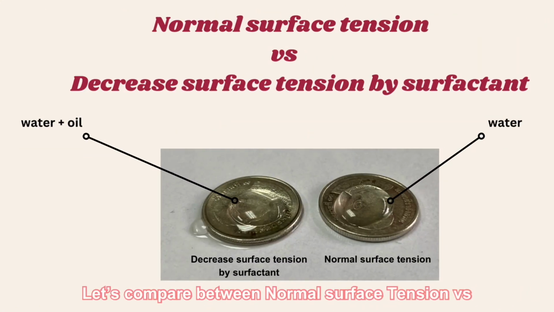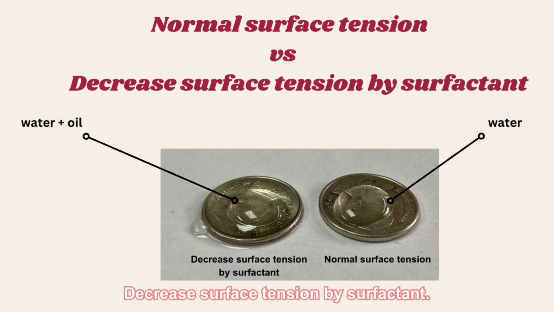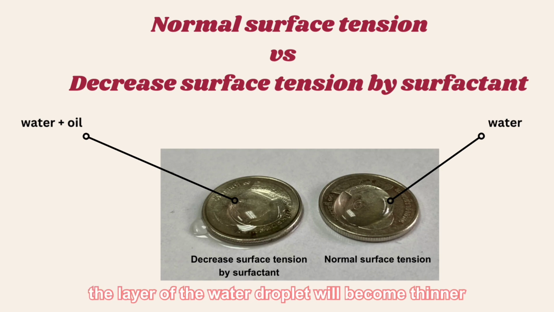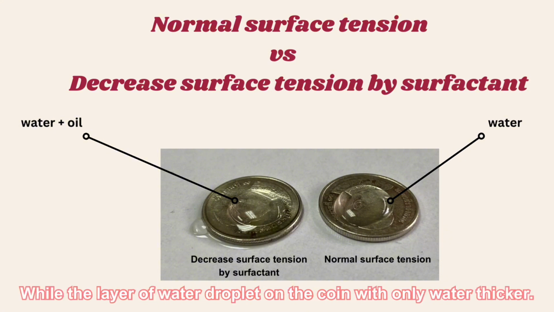Let's compare normal surface tension versus decreased surface tension by surfactant. As you can see, as we add the drop of oil, the layer of the water droplet will become thinner because the oil reduces the surface tension, while the layer of water droplet on the coin with only water is thicker.